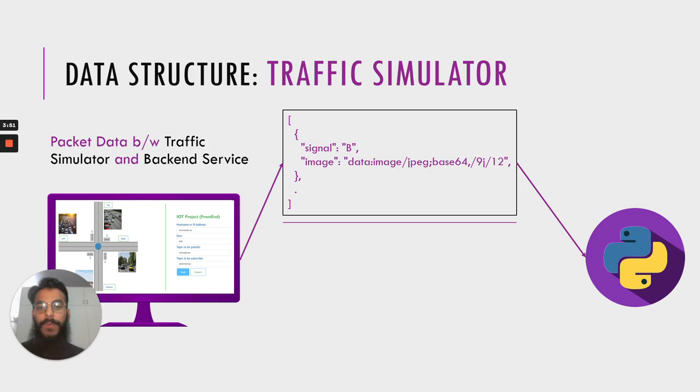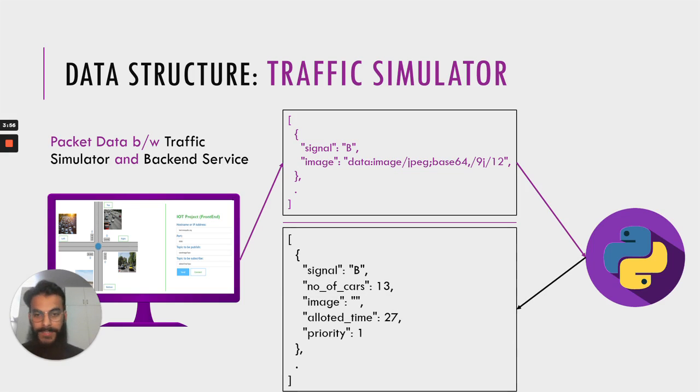The server receives this data and processes it. After the processing, it sends the result in the form of this JSON. We have the same signal identifier, identifying which signal the result belongs to. The second attribute is the number of cars it detects. The third attribute is empty because we don't need the image in the result. The fourth attribute is the allocated time, how much time the bottom signal has to be allocated, and then the priority. I will discuss the priority at the end of this slide.